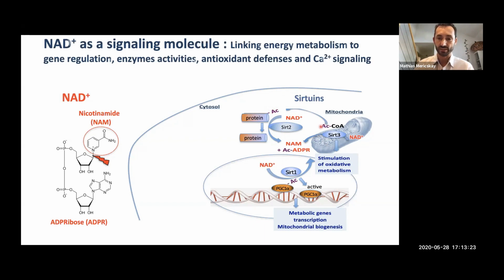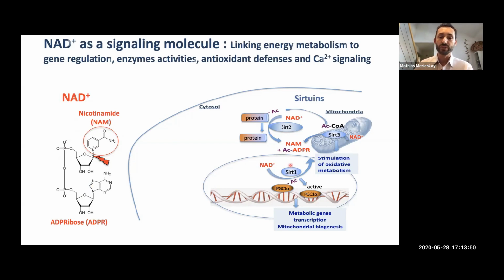And this acetyl is coming from the acetyl-CoA production by the mitochondrial metabolism. And these sirtuins, the deacetylases, remove this acetyl group, and for doing that, they cleave the NAD+ molecule at the level of this N-glycosidic bond, which is highlighted here, releasing the nicotinamide or NAM moiety, and using this part, the ADP-ribose, as an acceptor, in that case, of acetyl groups.